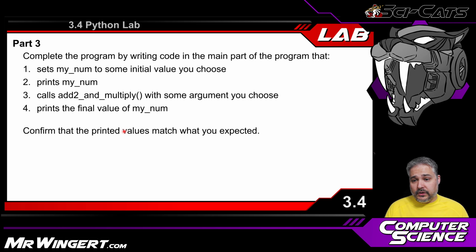Then for part 3, you're going to change your program up a little bit so that people can actually choose what numbers they input. So the individual gets to choose the value. It's going to print the number, it's going to call the functions, and it's going to print the final version.